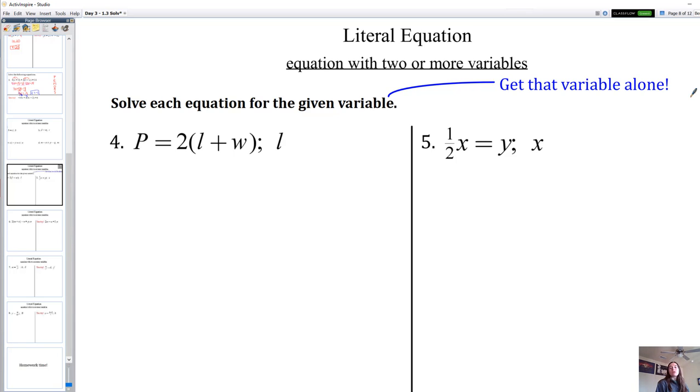Now let's talk about something called a literal equation. A literal equation is an equation with two or more variables. I'm going to give you an equation, and I'm going to give you a variable that you need to solve for, and we're going to work on that.